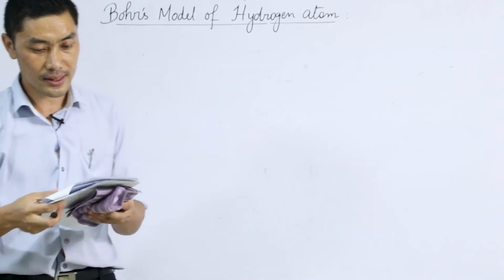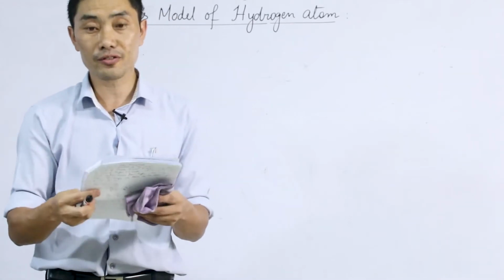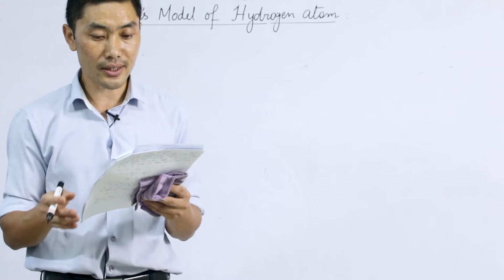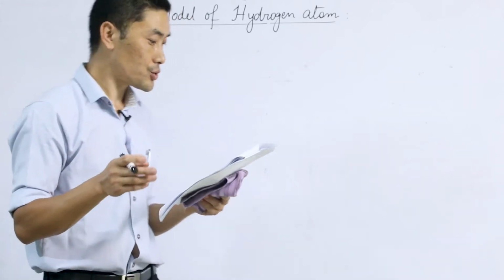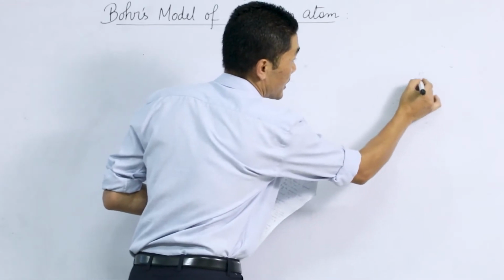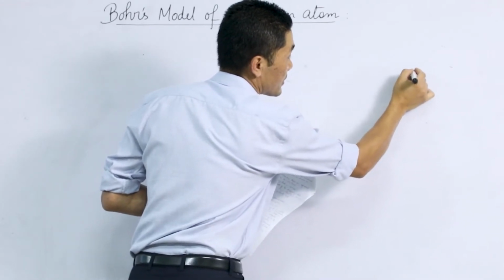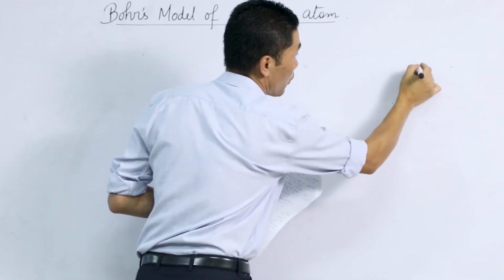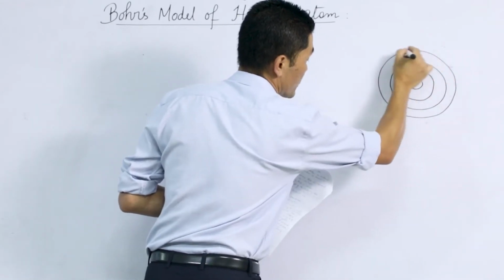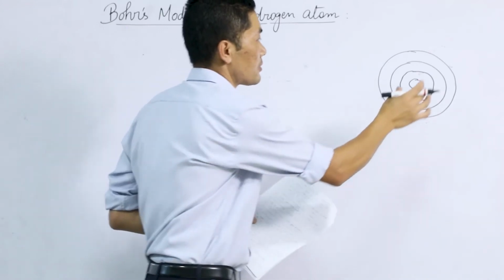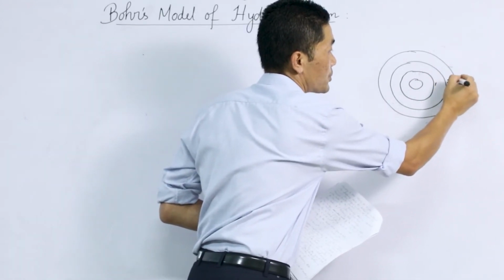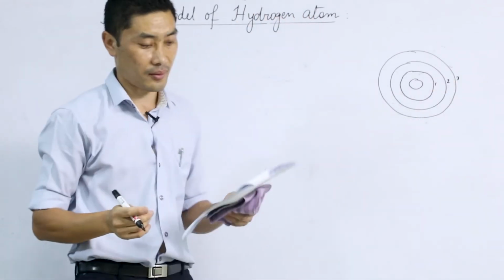The first point is that according to Bohr's theory for hydrogen atom, the stationary states for electrons are numbered 1, 2, 3, and so on. Just as I represented here, we have the nucleus here, then the stationary states or orbits will be arranged concentrically around the nucleus. These stationary states are numbered like this, 1, 2, 3, and so on.